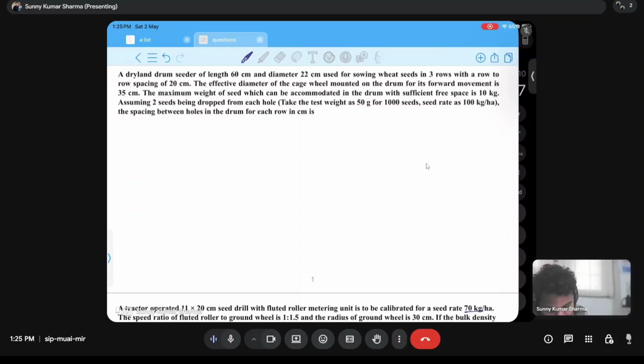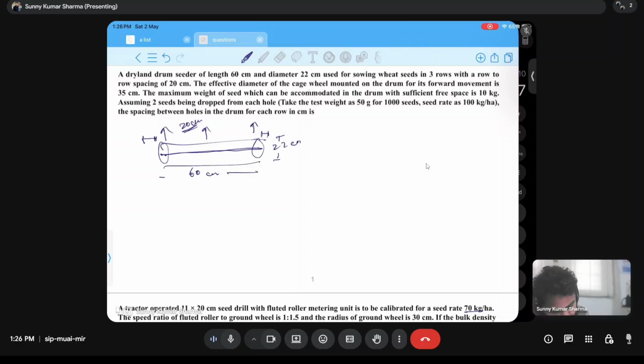A dryland drum seeder of length 60 centimeter. Suppose this is the dryland drum seeder, its length is 60 centimeter and its diameter is 22 centimeter. It is used for sowing wheat seed in 3 rows. One row will be here, one here, and one here. The row-to-row spacing is 20 centimeter, and it will have some free space on both sides.